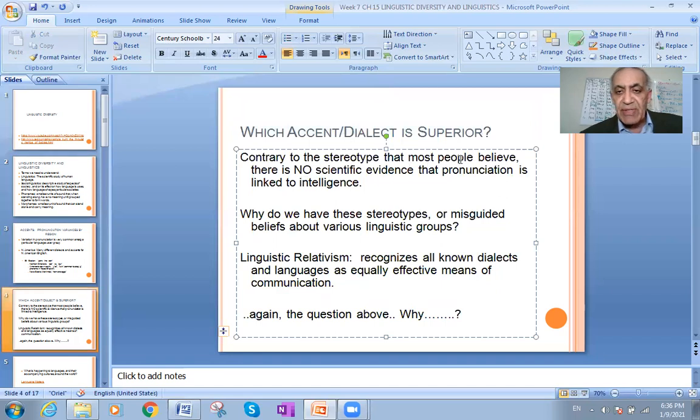Contrary to the stereotype that most people believe, there is no scientific evidence that pronunciation is linked to intelligence. Why do we have these stereotypes or misguided beliefs about various linguistic groups? Linguistic relativism recognizes that all known dialects and languages are equally effective means of communication. Any type of accent, dialect, is a type of communication, as long as it communicates.